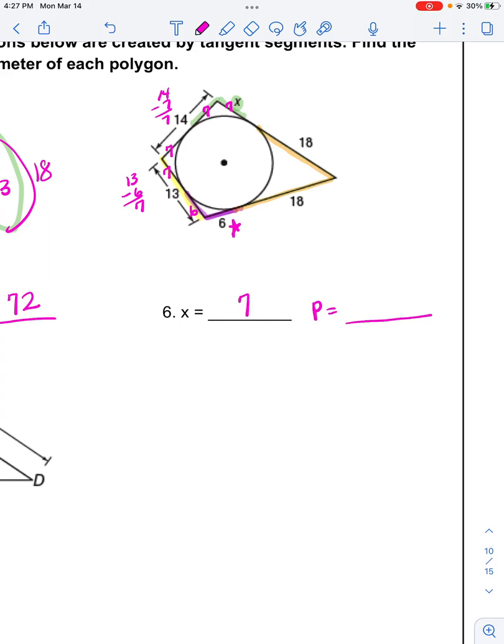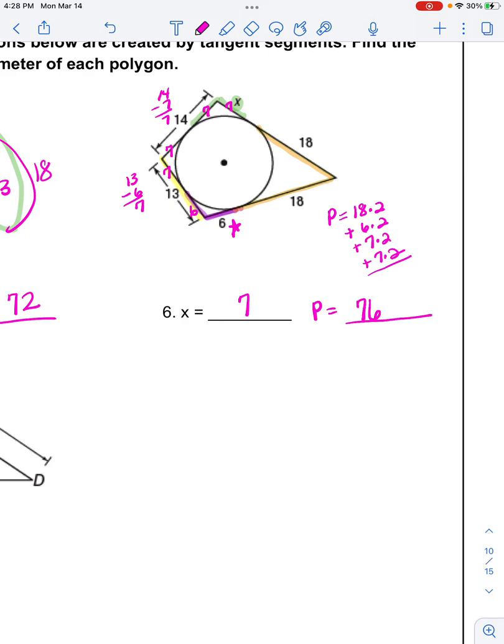So we know that x is 7, and then it asks for the perimeter. So with the perimeter, I would have 18 times 2 plus 6 times 2 plus 7 times 2 plus another 7 times 2. So I have 36 plus 12 plus another 28, 14 and 14, and you get that the perimeter is 76 units.